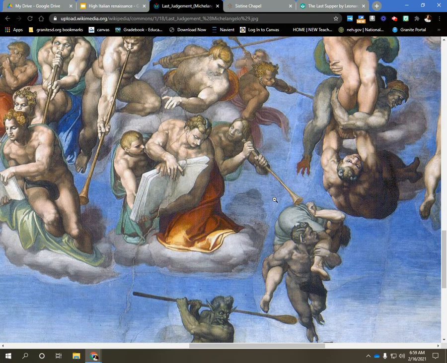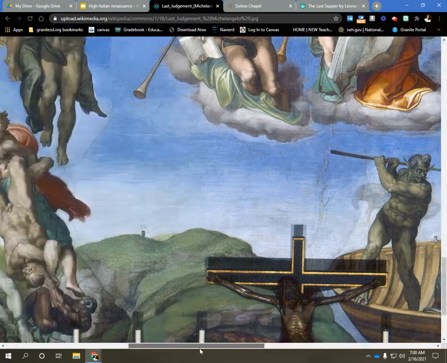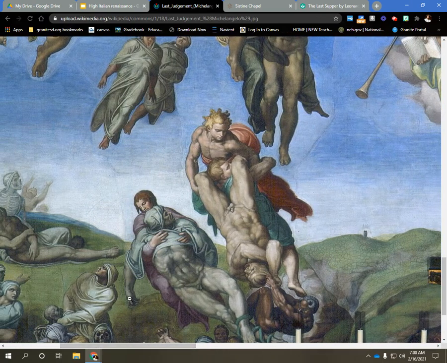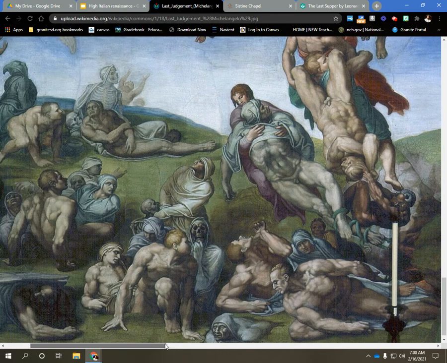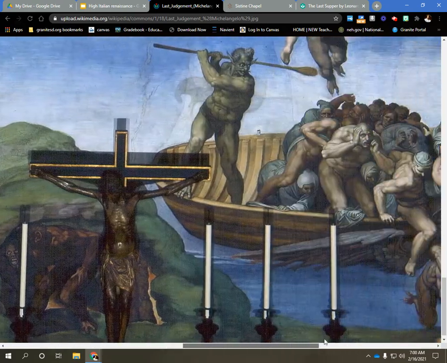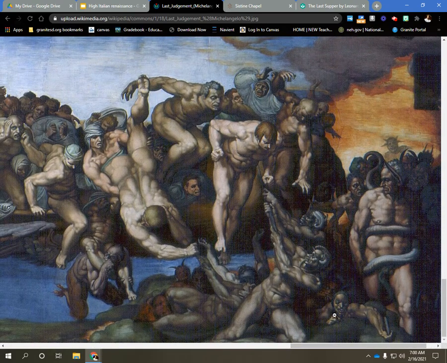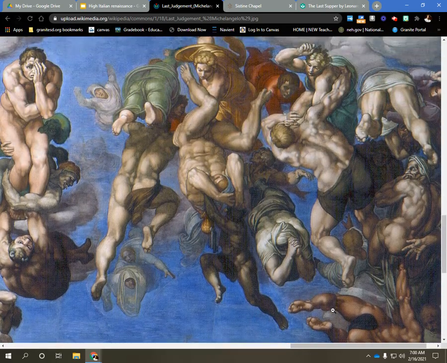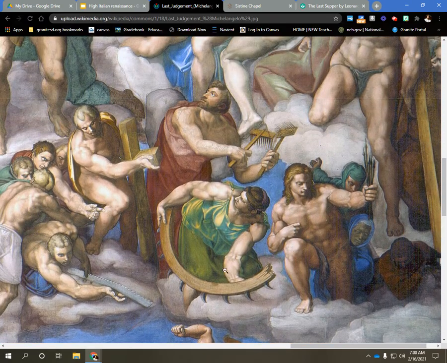We have the angels calling the dead to rise. So the righteous dead are being brought out of their graves, resurrected, and the damned are being sent off to torment. There's St. Catherine with her wheel, St. Sebastian.